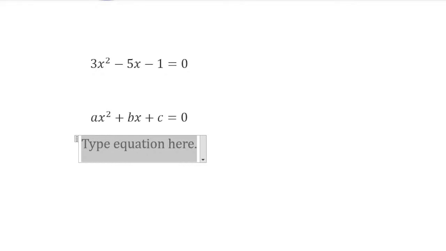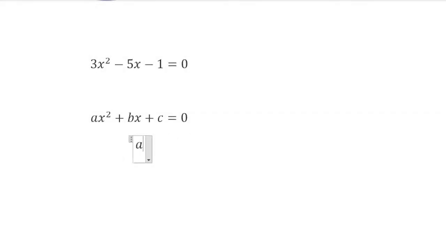So the value of a is the coefficient of x squared. In this case is 3. So a is equals to 3. Then the value of b is the coefficient of x. In this case, b is equals to -5. And also the value of c is a constant. It's a number without x, or a variable without x. So c in this case is -1.